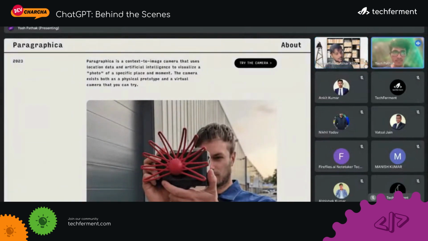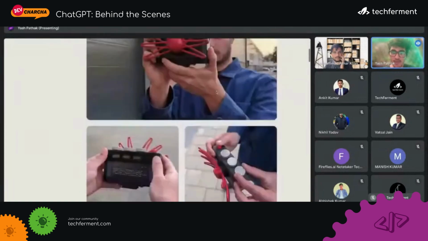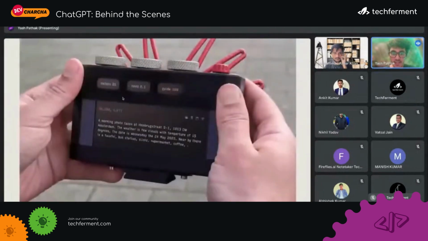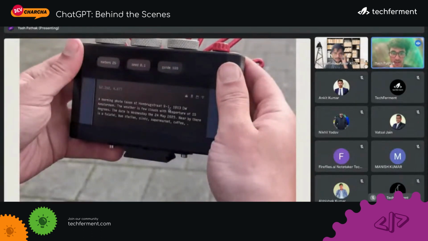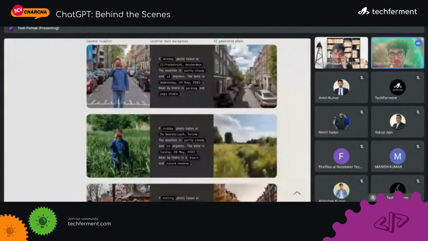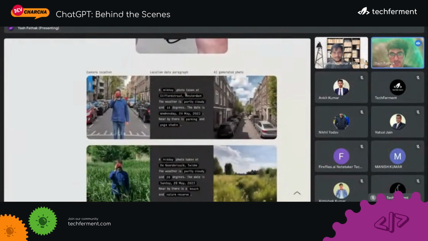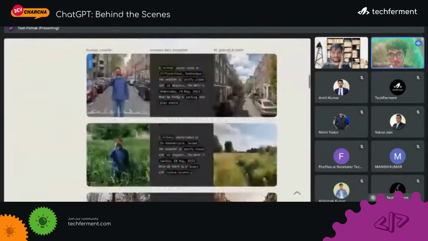Talking about context, I found an example of a tool they have built called Paragraphica. In this, you just have to enter your lat long and the conditions where you are. Like if you want to take a picture from 25 meters and see the temperature and all of that, you can add those settings. It also exists in physical form, and based on this, it will generate a picture for you. So this guy, using this prompt and the location, was able to generate a picture of Amsterdam, this place.